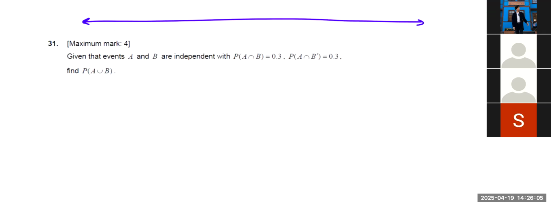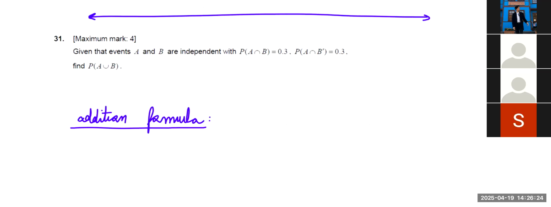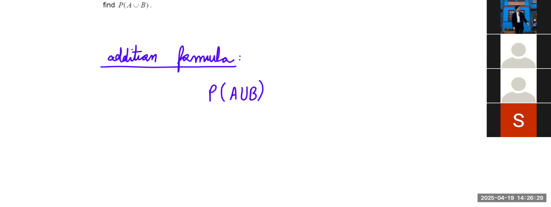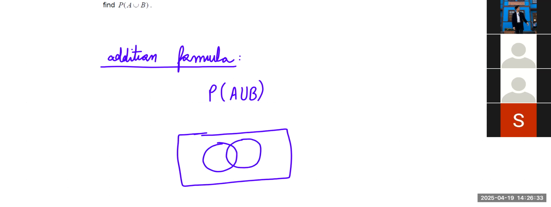There's something called the addition formula. Did I talk about this before? I don't think so. So the addition formula for probability is... Does anybody know what this is, by the way? Does anybody know where I'm going to go with this? No? Okay. So essentially, if you have two events and you want to find their union, union means that if I have two events, like for example A and B, I want to add up everything, basically.